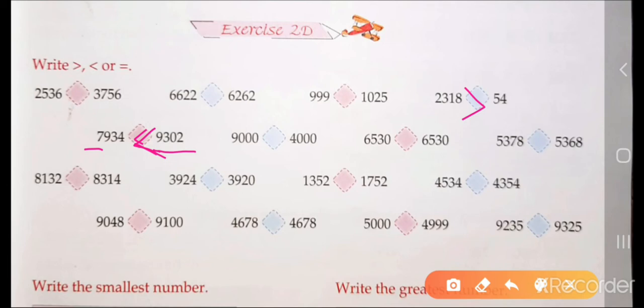Again check the place values. This is 9 and this is 4. Then which one will be greater? Obviously this one will be greater.